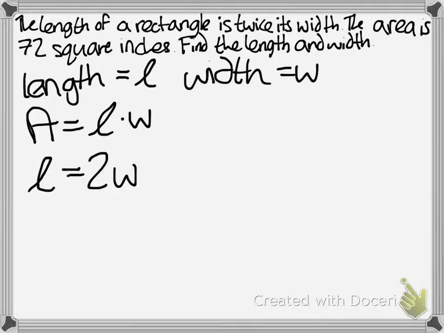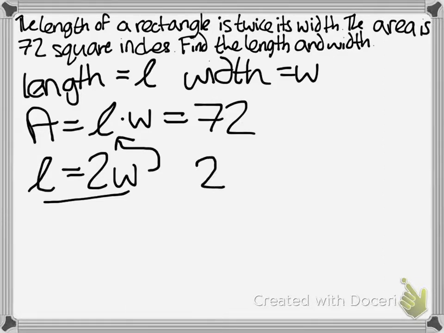And I know that area is equal to length times width and is equal to 72. So L times W is equal to 72, and L is 2W. Let's plug that in for L there. I have 2W squared equals 72.